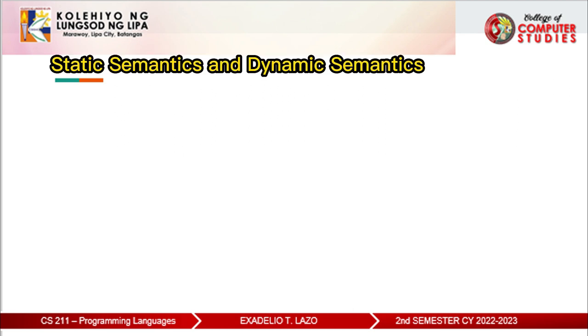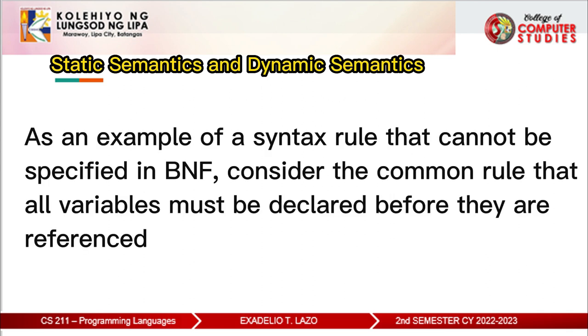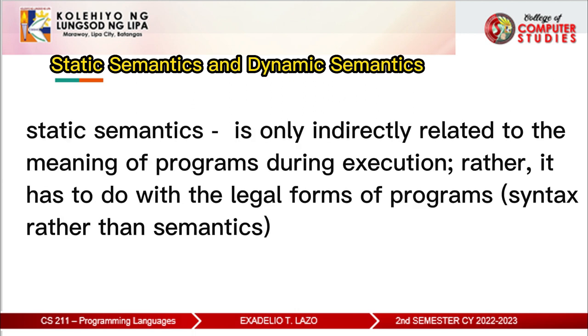Static semantics and dynamic semantics. As an example of a syntax rule that cannot be specified in BNF, consider the common rule that all variables must be declared before they are referenced. It has been proven that this rule cannot be specified in BNF. These problems exemplify the categories of language rules called static semantics rules. The static semantics of a language is only indirectly related to the meaning of programs during execution. Rather, it has to do with the legal forms of programs, syntax, rather than semantics.